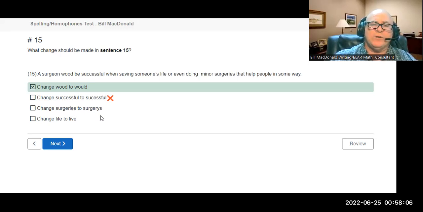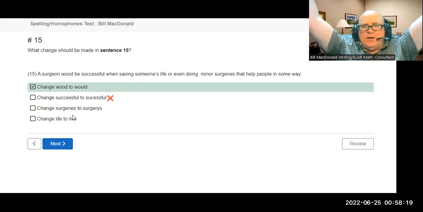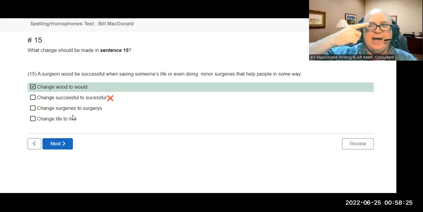Change surgeries to surgeries. As we've mentioned many times, when we have Y's, we've got to check. In lots of cases, we drop the Y and add IES. So I have a consonant and then my Y. I drop my Y and add IES. And so I would not change from a correct answer to an incorrect, because when you change a surgery singular to surgery plural, you have to drop the Y and add IES.